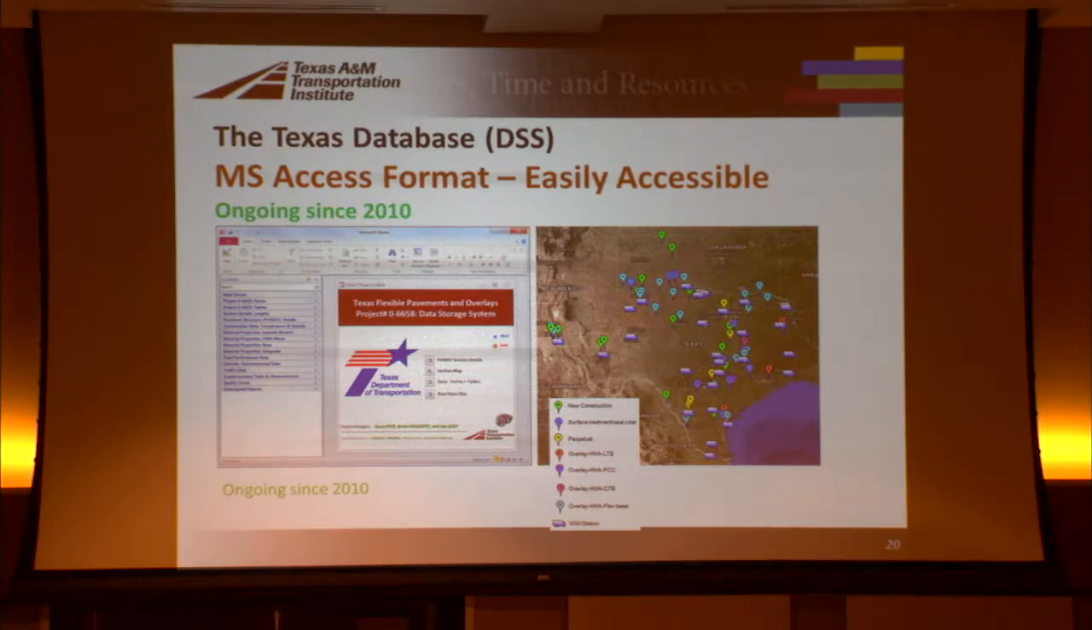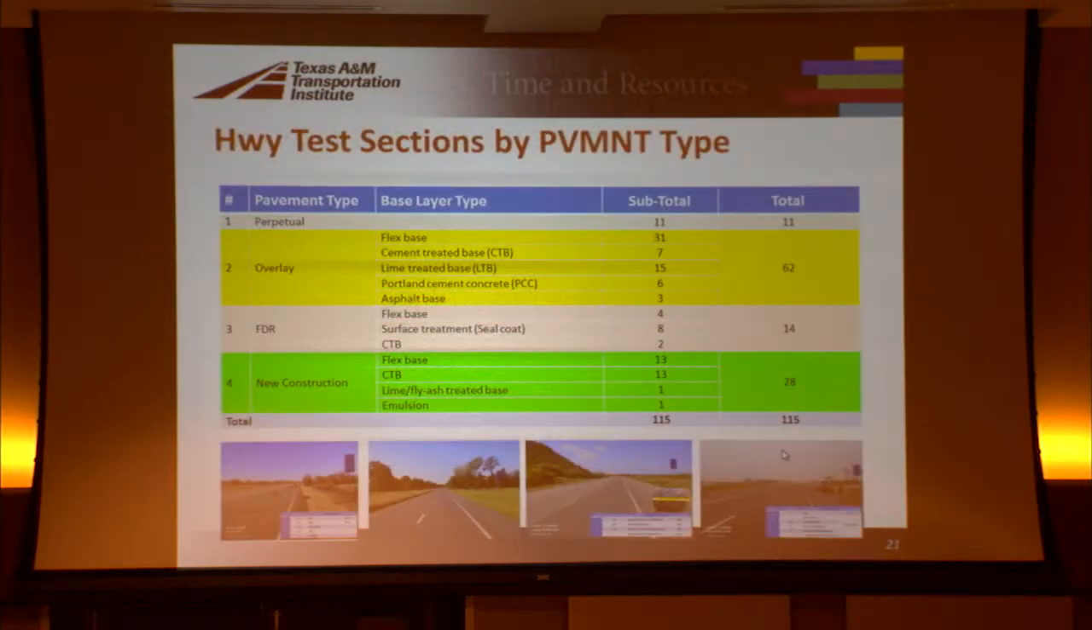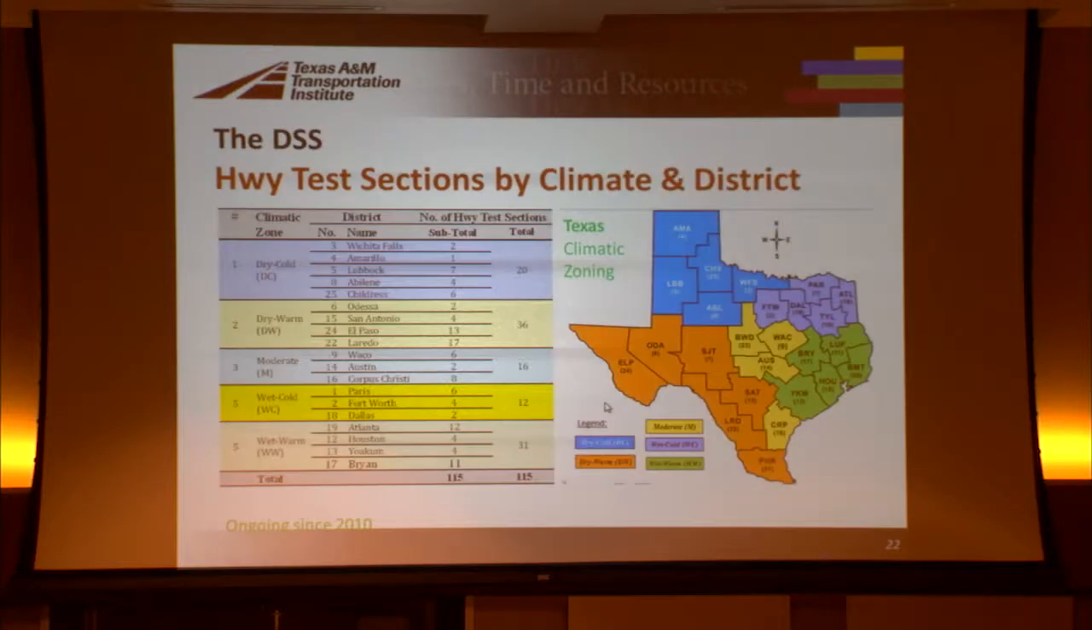You can see here that we have test sections located throughout the state with various different types of pavement structures. This is an example of what's in there. Basically, we have 115 total, and again, it's various types of pavement layers. Again, we have basically 5 types of climatic regions in Texas, which is more than any other state. And again, that describes where those are located.